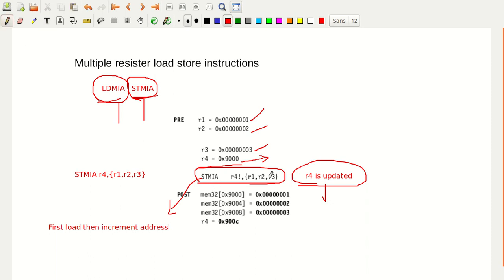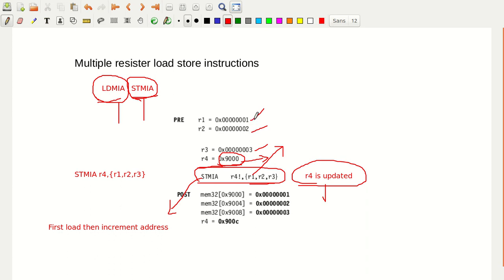So increment address after loading means you take this value, that is R4, which is the address value that you have, first 0x9000. Storing means you are storing from the register to the memory, and loading means from memory to the register. So register to memory means first the content of R1 is taken, the first register in the list. If it was a decrement operation, then this would have been taken first, but since that option is not there in the thumb instruction set, there is no STMDA. So STMIA is there.